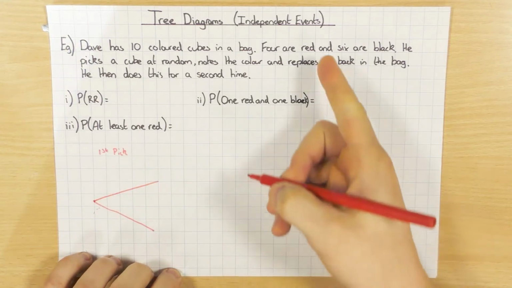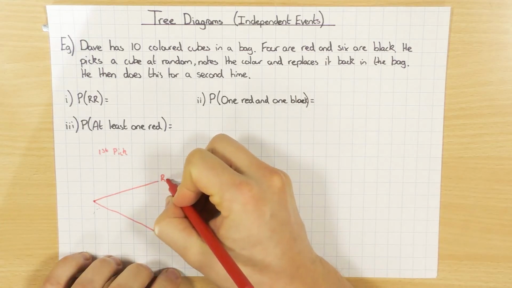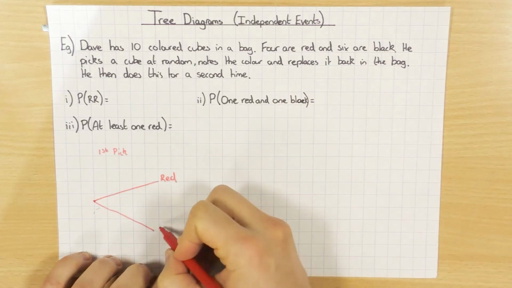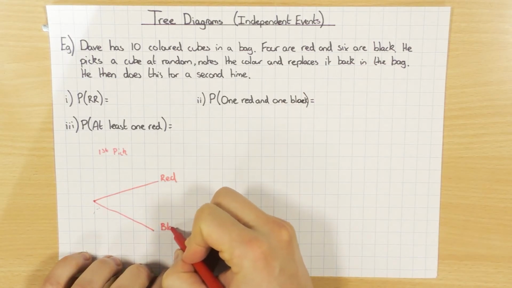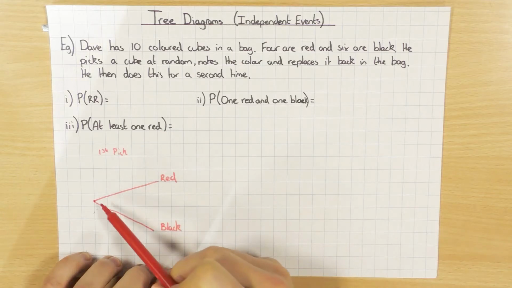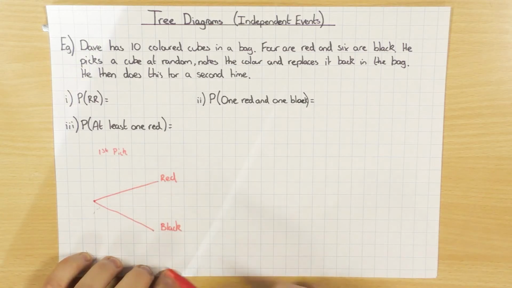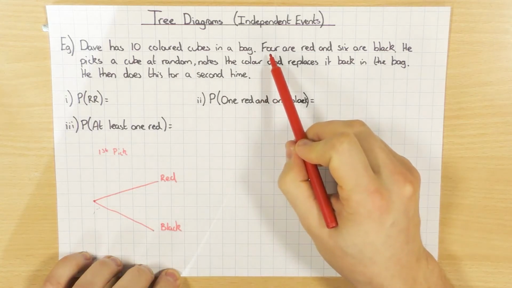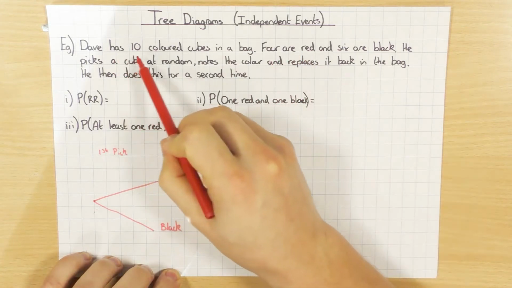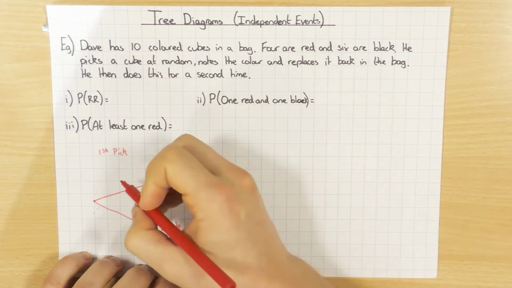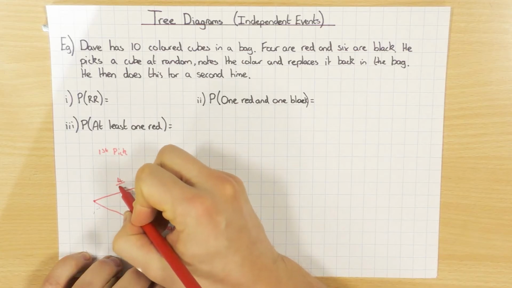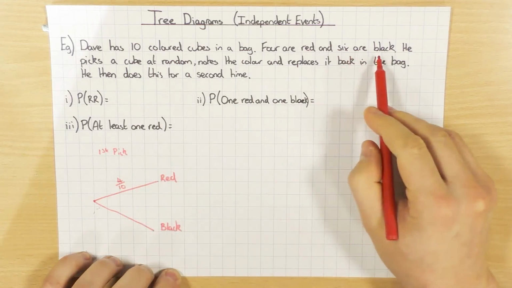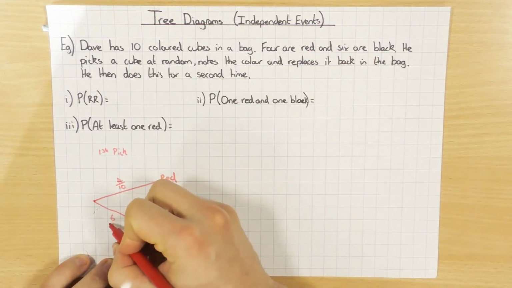Okay, and he's got 2 choices. He can get a red, or he can get a black. So as you can see here, 2 choices, red, black. And then what we can do is we can put the probability on the branch. So if he's got 4 red out of 10 possible cubes, we say that's 4/10, and obviously 6 black, so it'd be 6 out of 10.